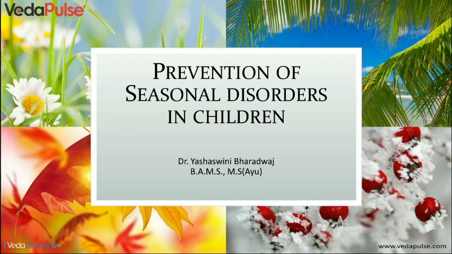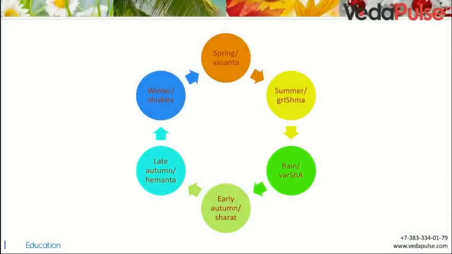Anyway, prevention of seasonal disorders, especially in children. We have seasons, and how do we define a season? It is a set of weather conditions, days with similar daylight, similar temperature, similar moisture content, and similar behavior in the atmosphere and the environment. And it is a cyclical thing, seasons change during the year.